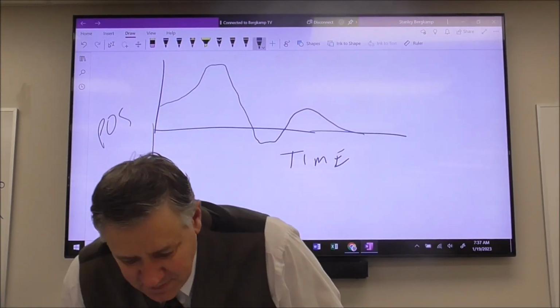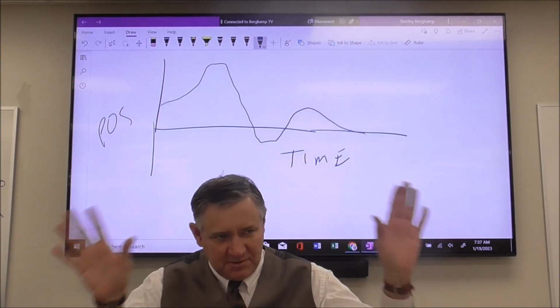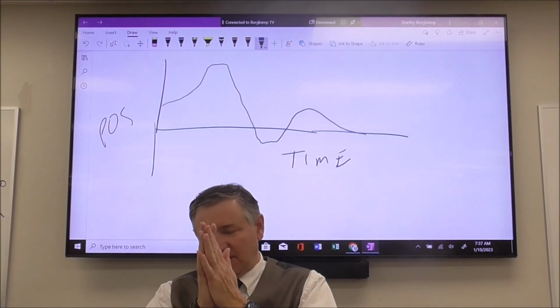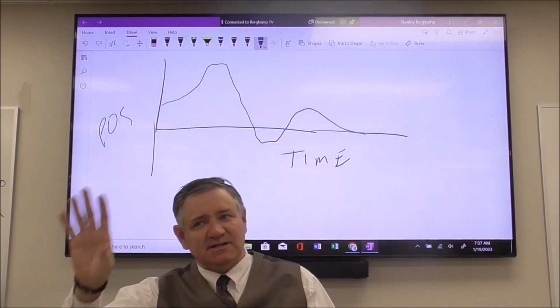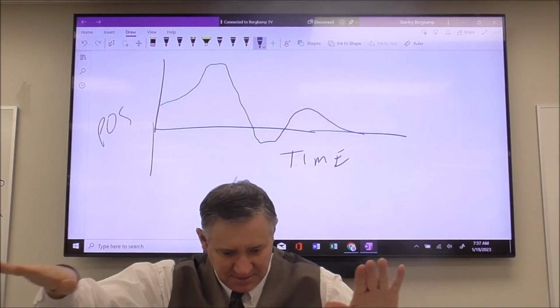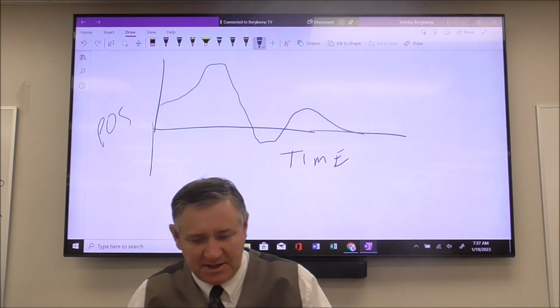Fantastic. Okay, so here's the plan for today. Quick refresher on position time graphs, then we're going to go through velocity time graphs, and we've got a lab. So that's kind of the high impact plan for the day.